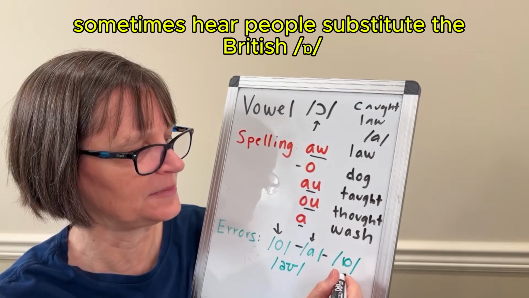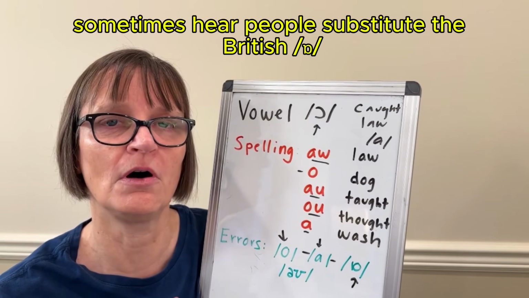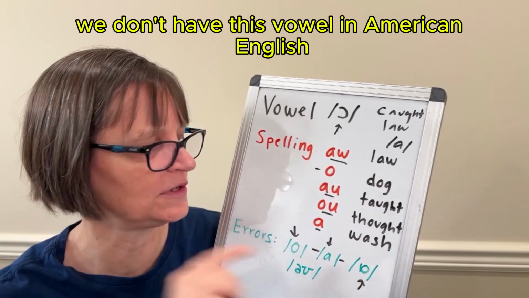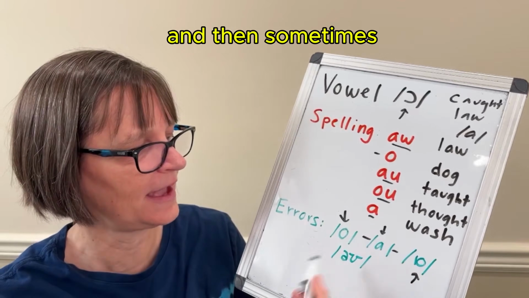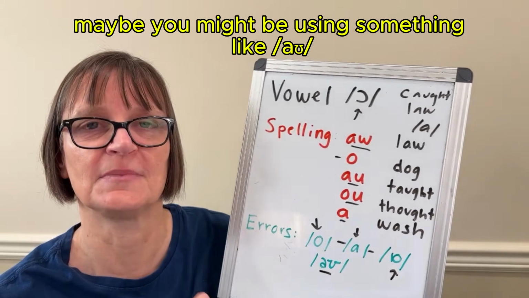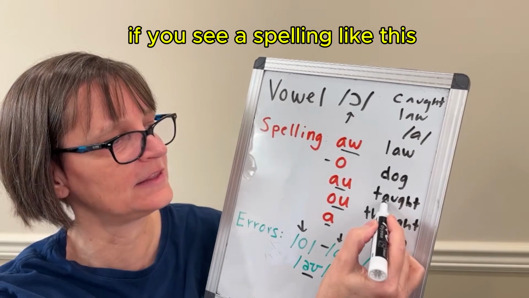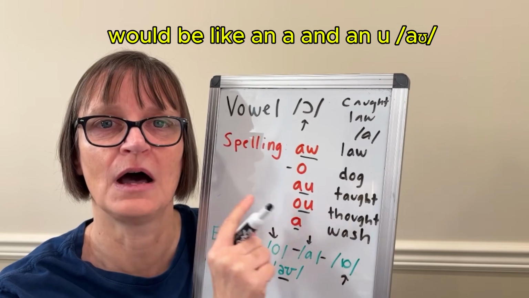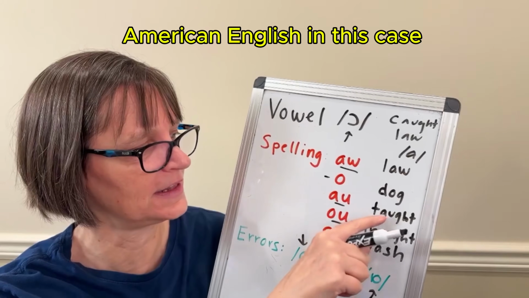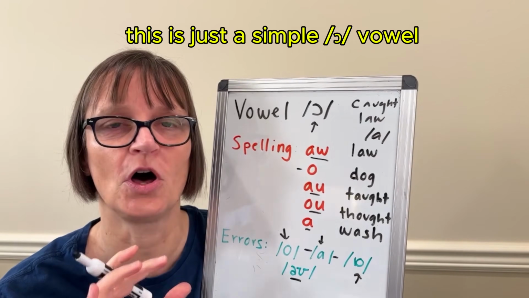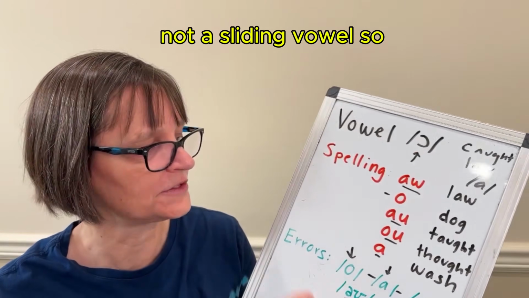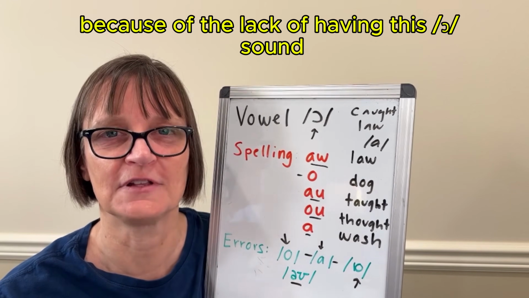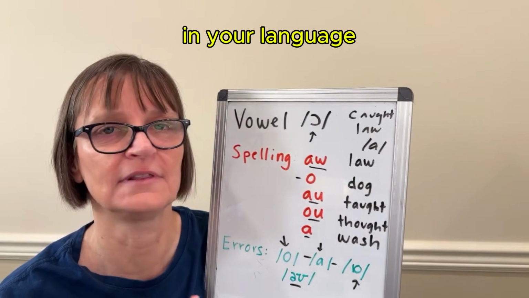I will also sometimes hear people substitute the British aw for this vowel, which is more open and further back in the throat. You don't have this vowel in American English. And then sometimes you might be using something like ow if you see a spelling like this, because the AU in your native language would be like an ah and an oo, ow. And in American English, in this case, this is just a simple aw vowel, not a sliding vowel. So a lot of different errors happen because of how these words are spelled, because of the lack of having this aw sound in your language.